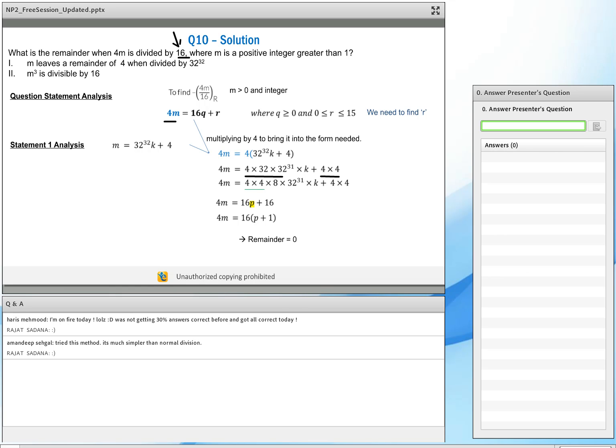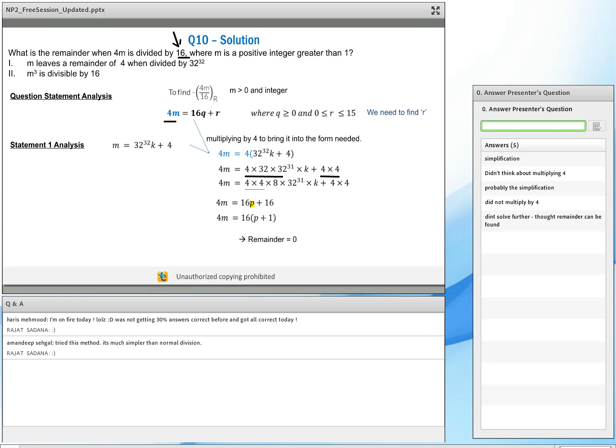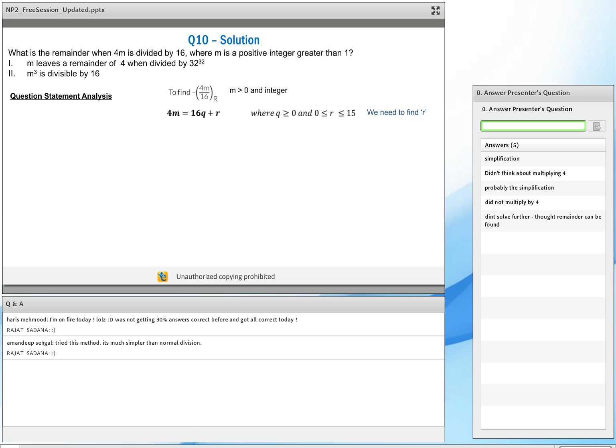We're still using the same equation. Dividend is equal to divisor times quotient plus remainder. Okay, you thought the remainder could be found. That's okay too. Sometimes you kind of feel the numbers, and that's okay. Now, let's look at statement 2, whether statement 2 is sufficient, because now we have choices as A or D.